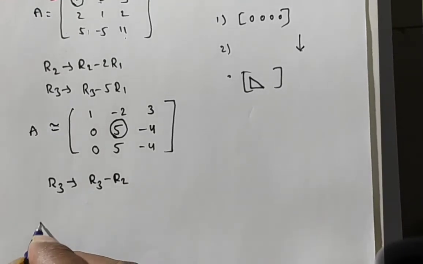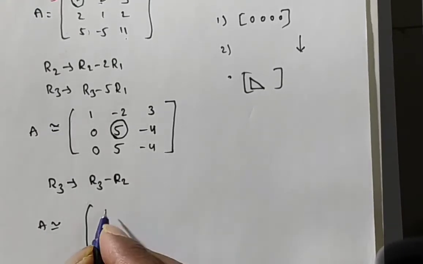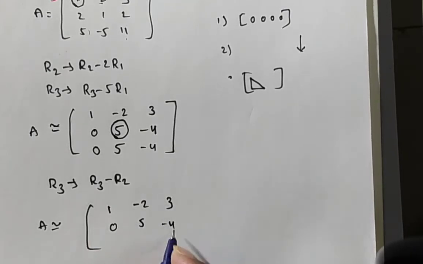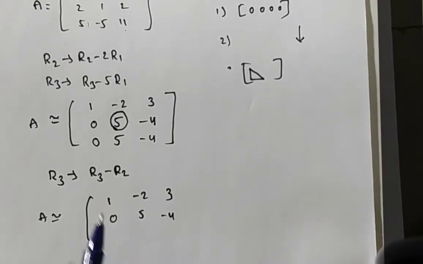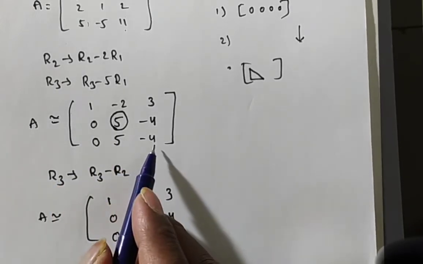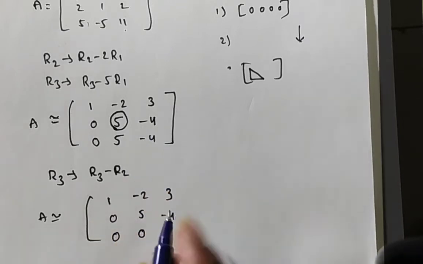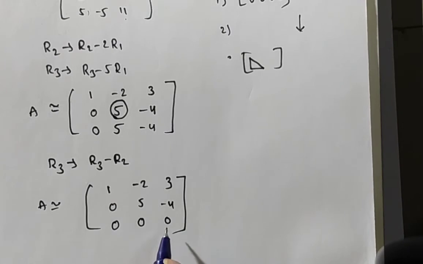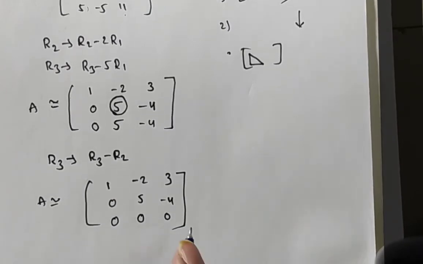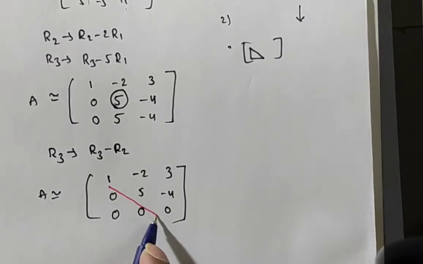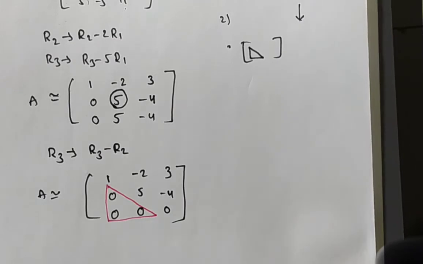Now in this case the matrix A will have the first row and second row as they are, because we are not applying any operations. In the third row: 0 minus 0 is 0, 5 minus 5 is 0, minus 4 minus of minus 4 means plus 4, so minus 4 plus 4 is 0. So the third diagonal element is 0, and you don't have other rows, only 3 rows. So what matrix is this? An upper triangular matrix, nothing but the elements below the diagonal are 0.